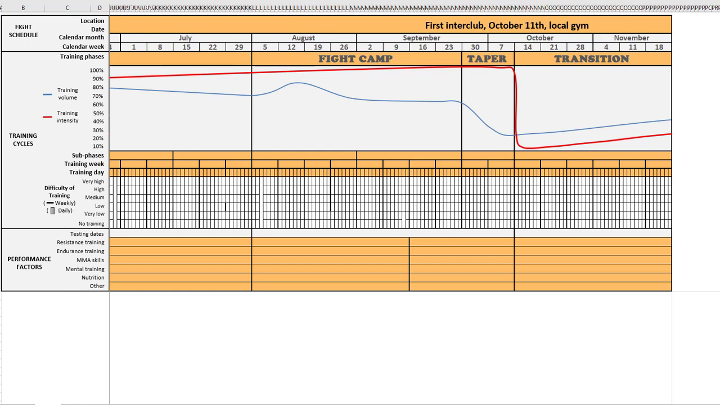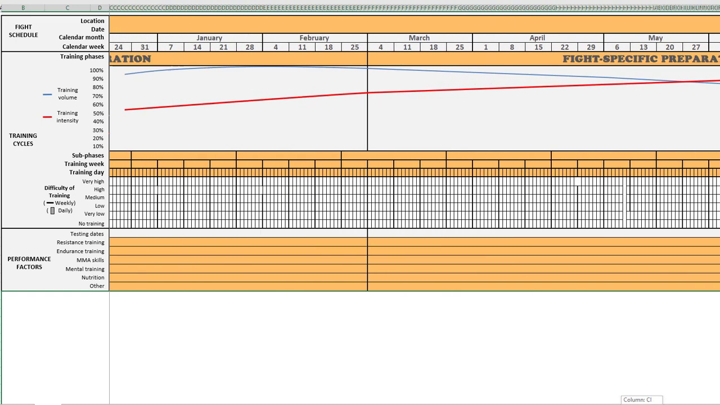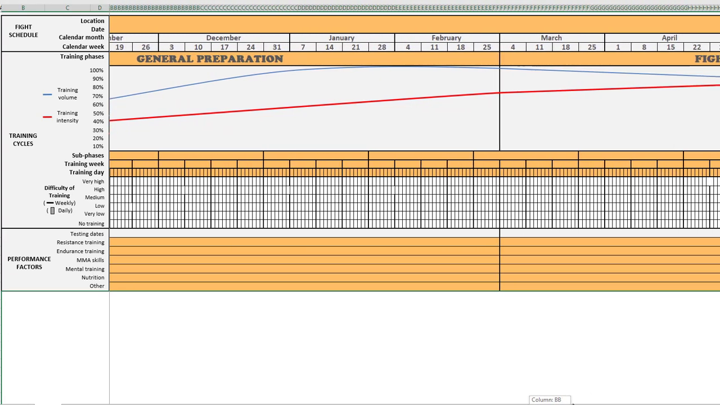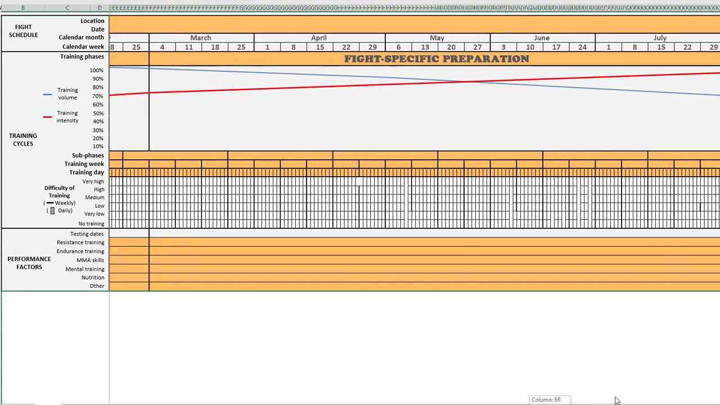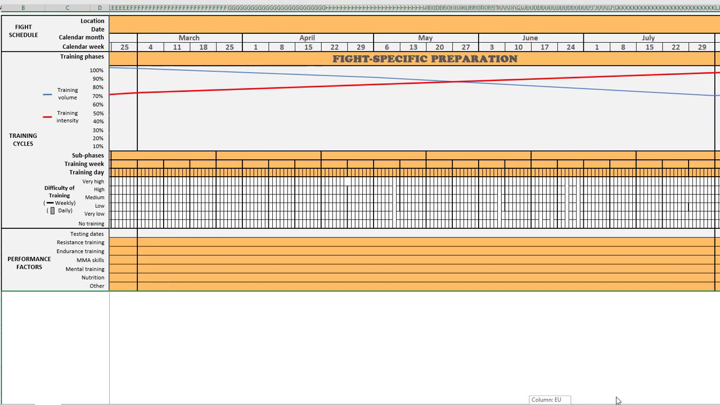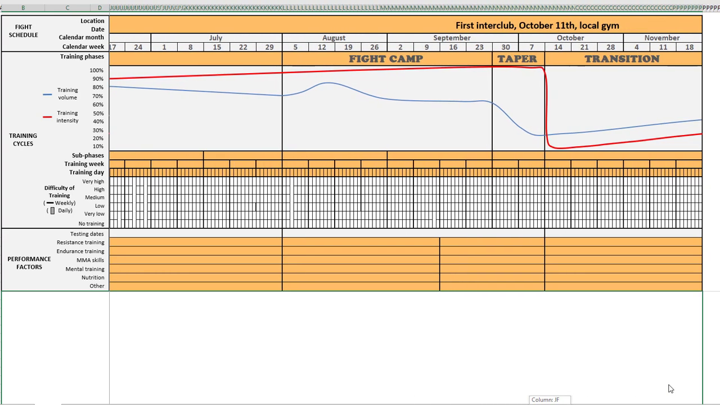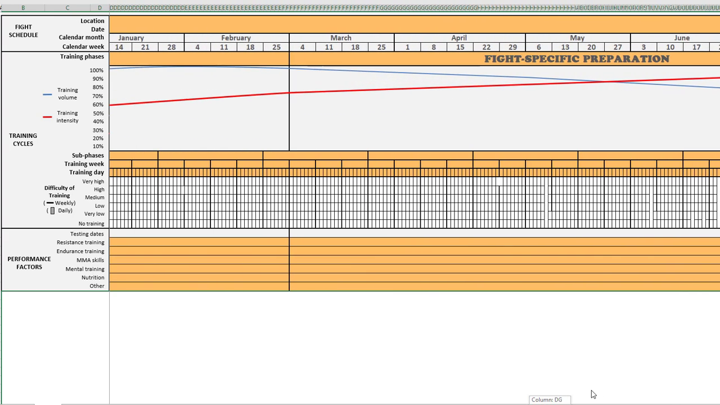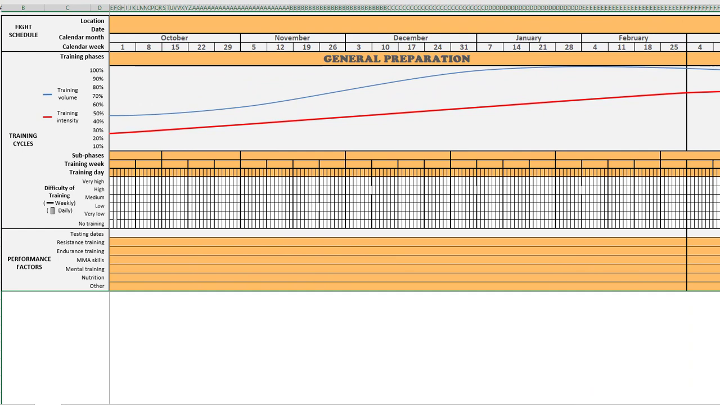Okay, so let's go ahead and scroll back to the beginning of this fight plan here. Okay, so this is what your training volume and intensity should be looking like across your whole fight plan. Here's the fight specific phase again, and then here's the fight camp, the taper, and the transition. Okay, so let's go back over to the slideshow.